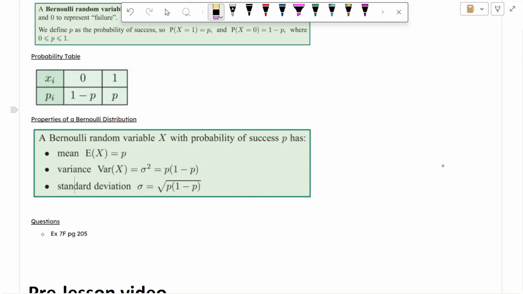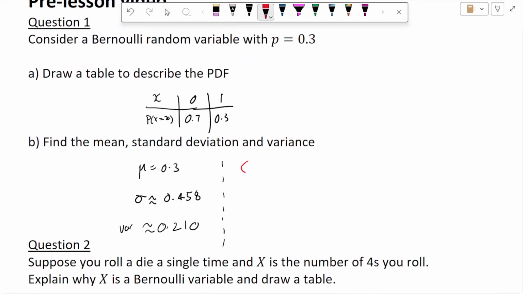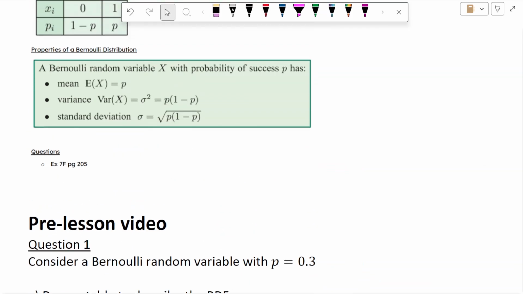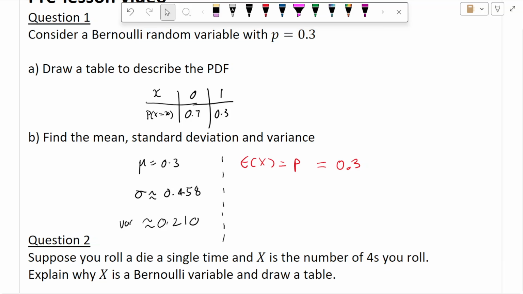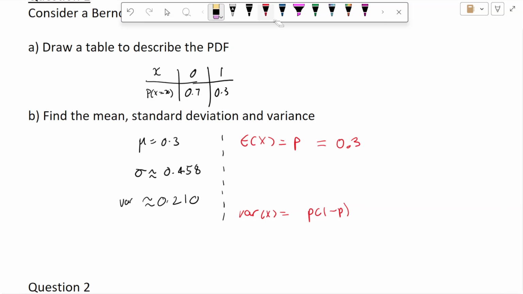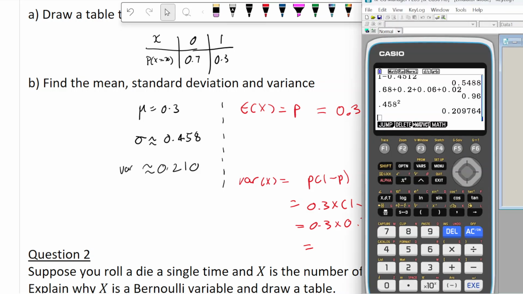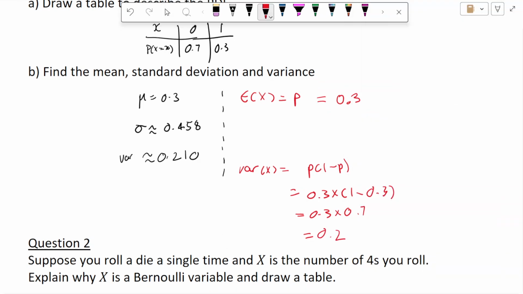So E of x is the mean, that's supposed to be equal to P. So if we look at E of x, that's P, and P is in this case 0.3, so that's good. The variance is P bracket 1 take P. So the variance is supposed to be P 1 take P. So this will be, and I might just work down the page, 0.3 times 1 take 0.3, which is 0.3 times 0.7. And if we work that out, I'm hoping it's about 0.21. So let's find that out. 0.3 times 0.7, exactly 0.21, which is good. So I guess we can change this to an exactly equal sign back here as well.